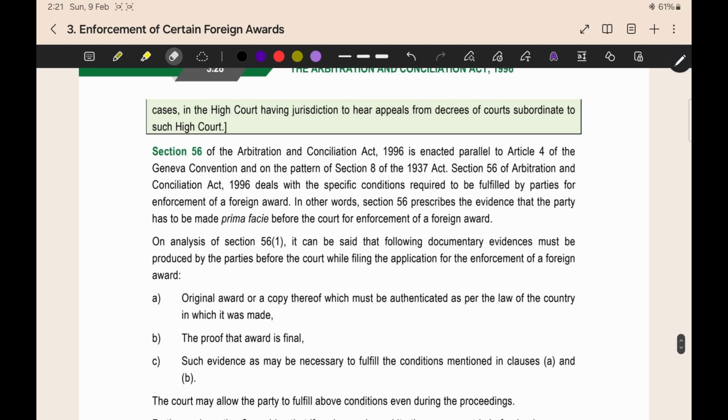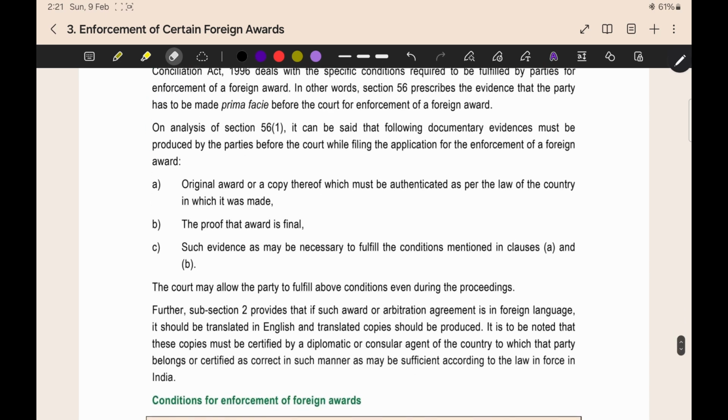That is given here also: original award, proof it is final, and such other extra evidence. The court will allow the party to fulfill the above conditions even during the proceedings. Even after making the application, you can fulfill the conditions. That point is also given here. A diplomatic or consular agent should authenticate the translated copy. That point is also here. This is very much similar to the New York Convention.